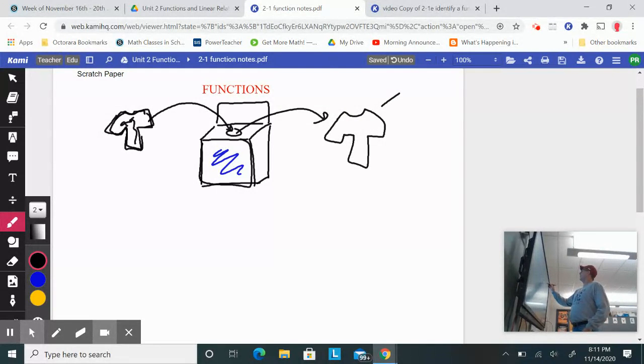Come on, work for me here, pen. I'm running out of ink. Come on. It's all sparkly clean. So you put in input, a dirty shirt, its function happens, out comes an output. Well, in math, we talk about inputs and outputs are usually sets of numbers.